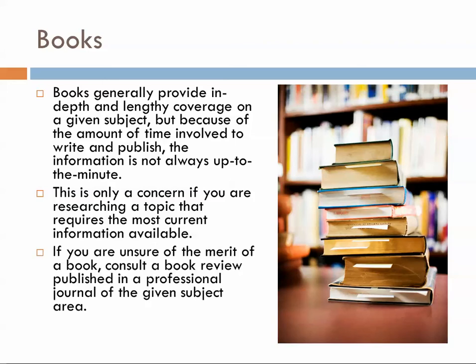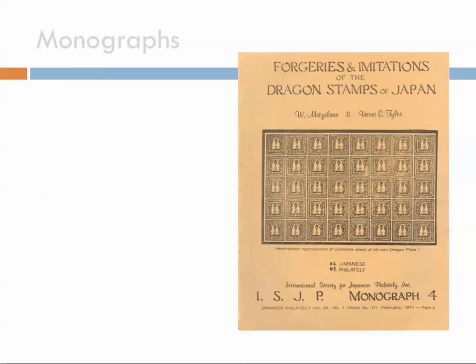If you're unsure about the merit of a book, what you can do is consult a book review published in a professional journal on the given subject area. We saw a lot of examples of that when we were looking at JSTOR and Project Muse, and that's the best place to find book reviews. I'll say a little bit more about reviews in another couple slides. So anyway, the point is, if you find a book in the library and you're really not sure whether it is worth citing, worth using, these are some of the litmus tests that you can use.